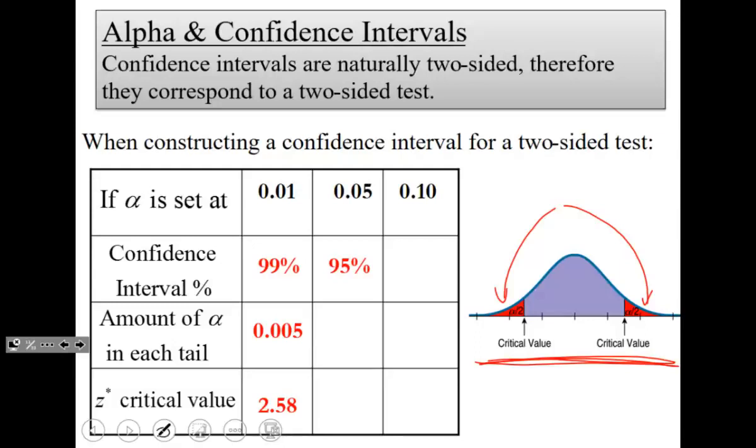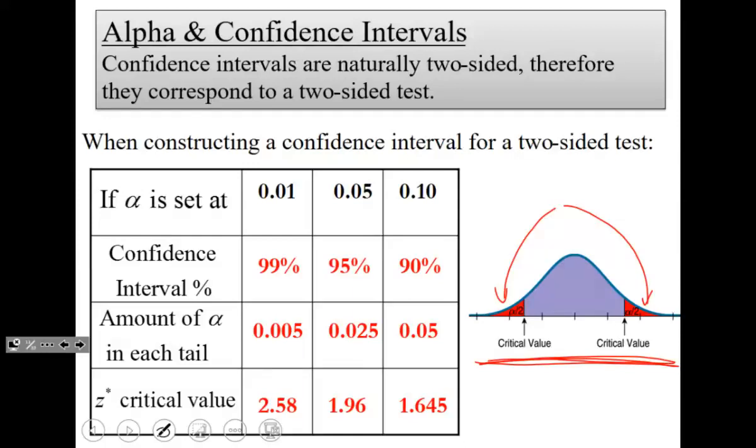Of course, if I have 5% in my alpha, I cut that in half. I have 2.5% in each tail. My critical value for 0.025 is 1.96. The last option is a 10% alpha level, the last of the most common ones. This is going to be a 90% confidence interval that I'm going to have to construct. The 10% alpha, I need a 90% confidence. That leaves me 5% in each tail and a critical value of 1.645. So this is that two-tail test where I find the area in one tail and then double it.